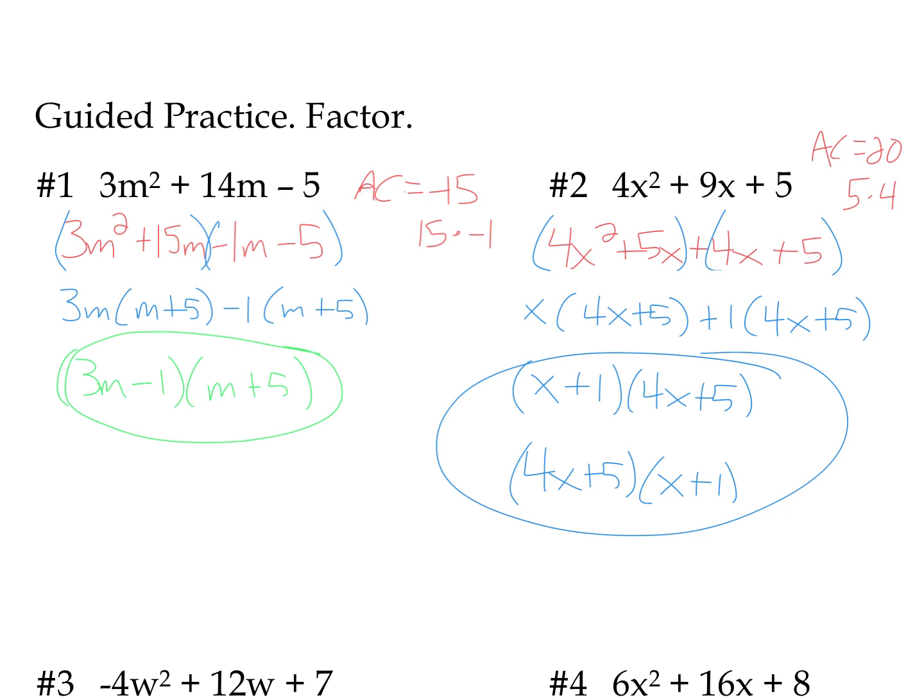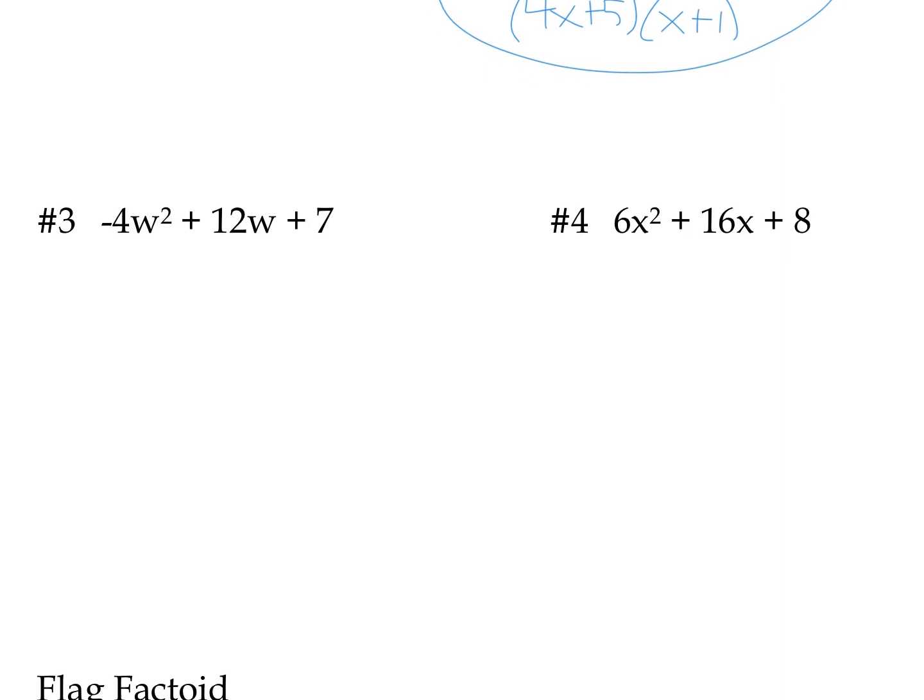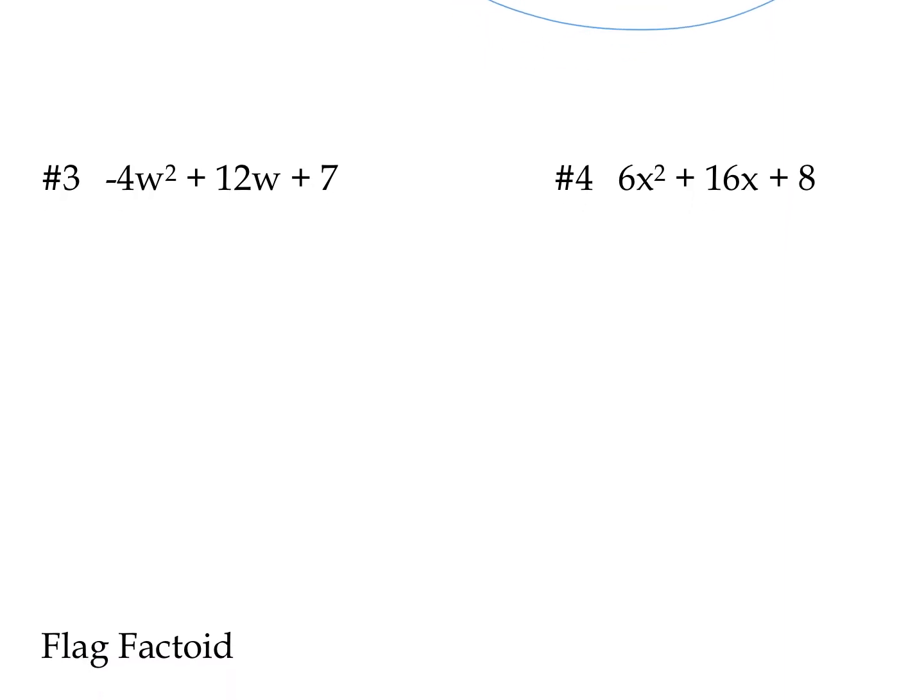Now let's move on to number 3 here. In number 3, we have a negative in front of your trinomial. I would suggest factoring that out at the beginning. So I can factor out a negative 1 and have 4w squared minus 12w minus 7. And my AC then would be 4 times negative 7, which is negative 28. So factors of negative 28 that add up to negative 12. That's negative 14 and positive 2.